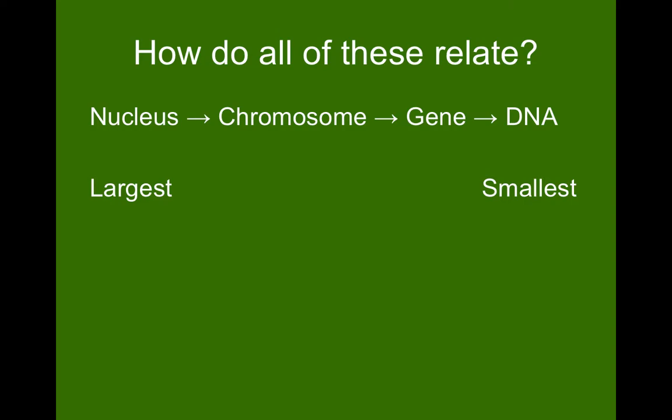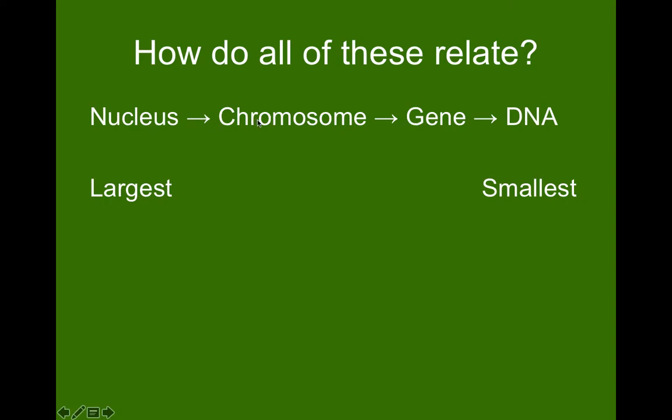So we have these four words here: nucleus, chromosome, gene, and DNA. We use them an awful lot when talking about genetics, and I think it's really important that you understand how these relate in terms of their size. We're going to start over here on the left-hand side with the nucleus, which is the largest component. When we talk about the nucleus, we're talking about everything. In other words, it contains all of the subunits of chromosomes, genes, and DNA.